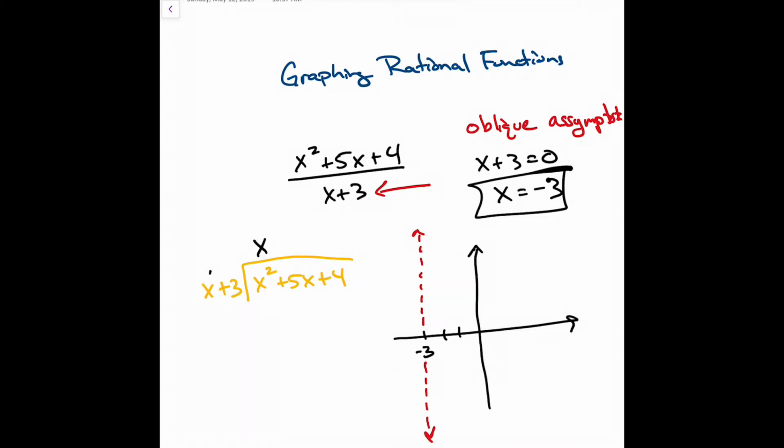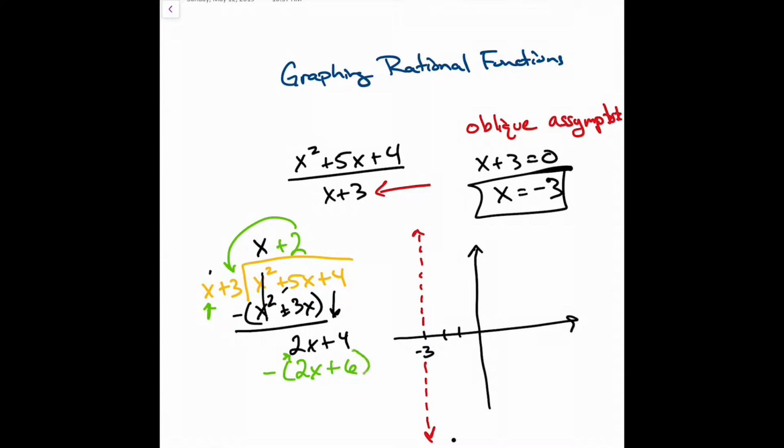Well, x. So I multiply x by x, that's x squared. x times 3 is plus 3x, and remember I want to subtract that whole term. So this simplifies out to 0x, and then 5x minus 3x is 2x. I bring down my plus 4. Now the next question is, what do I need to multiply x by to get 2x? That's plus 2. So 2 times x is 2x, and then 2 times 3 is plus 6.